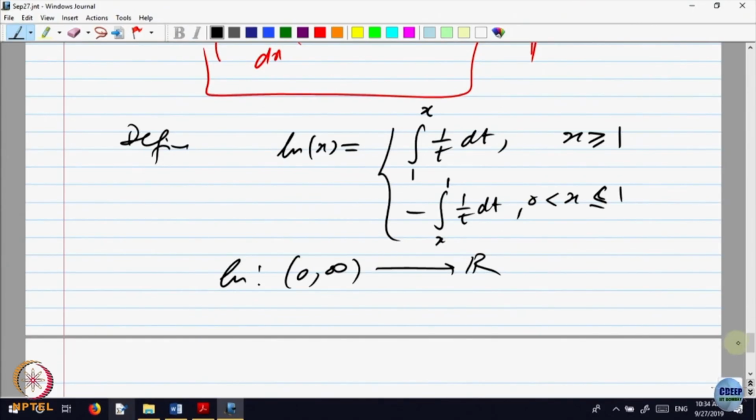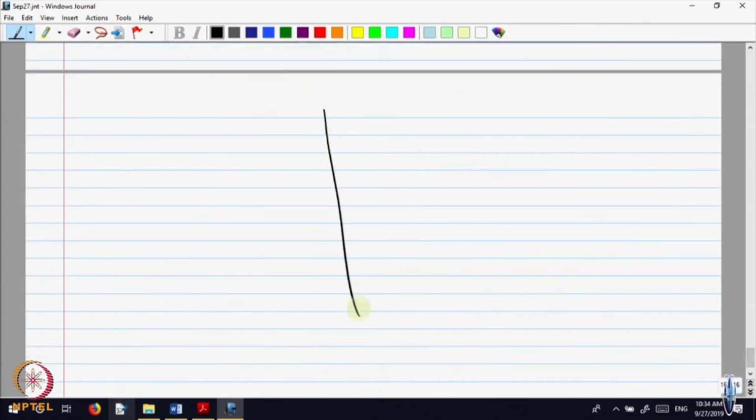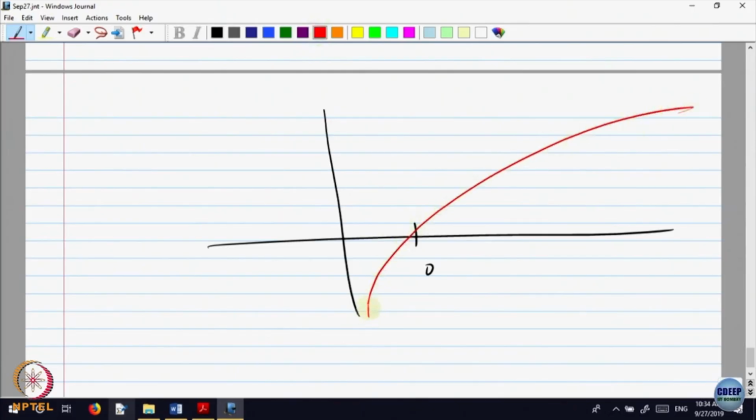So one observes that ln of 1 is 0, so the graph should look like this. It never meets the horizontal, there is no horizontal asymptote, though there is a vertical asymptote. It keeps on increasing. So as you go this side, the function keeps on going up.